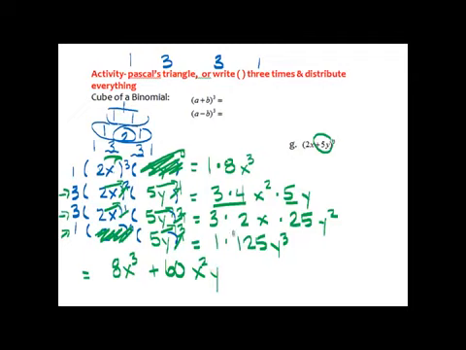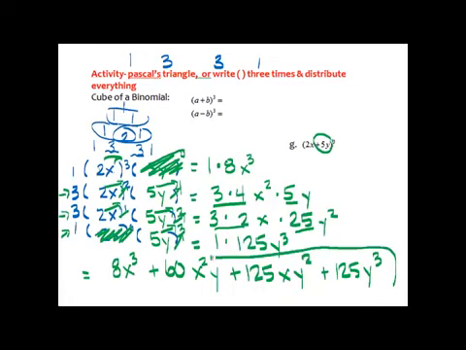Okay, over here, we have 3 times 2, which is 6. 6 times 25. And then, of course, we've got our variables, x and then y squared. Notice that these are different. This has an x squared, that one has the y squared. And then here, 1 times 125. There you go, we're done.